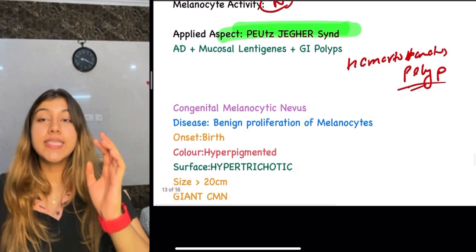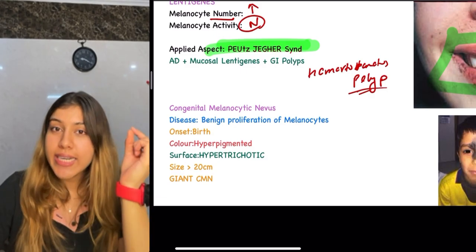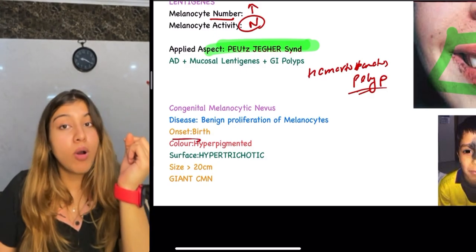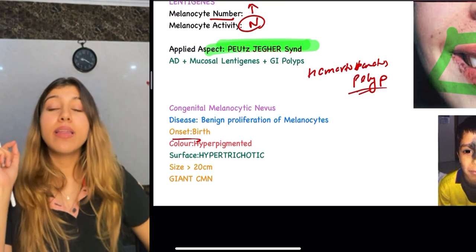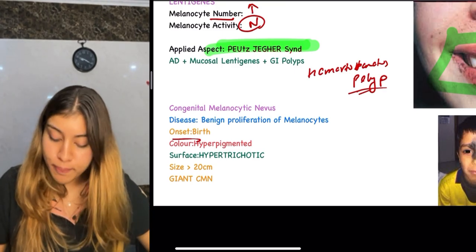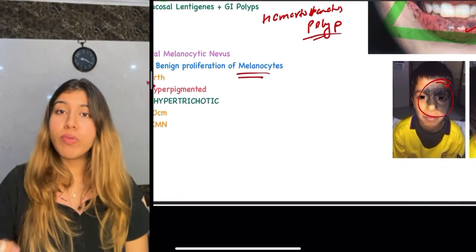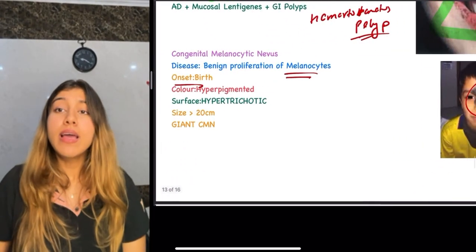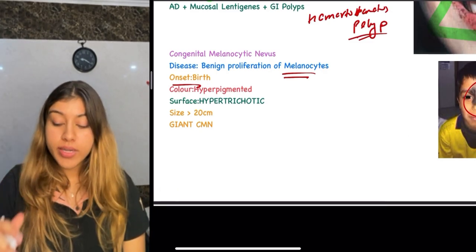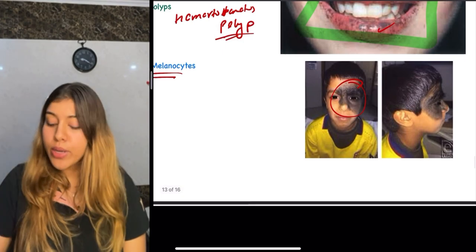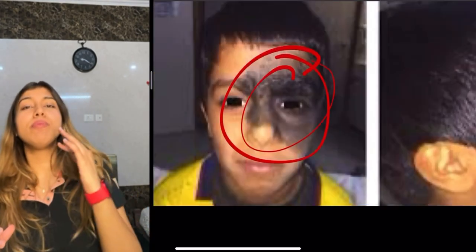Next, guys, let us talk about our congenital melanocyte nevus. The word congenital itself is telling me the onset is going to be from birth. Now, what kind of disease is this, guys? This is a benign proliferation of your melanocytes. What is going to be the color, guys? I hope you can see this is very dark. It's hyperpigmented, right? Now, on the surface, I'm going to see it's going to be hypertrichotic. What does the word hypertrichotic mean, guys? It means it's going to be very, very hairy.